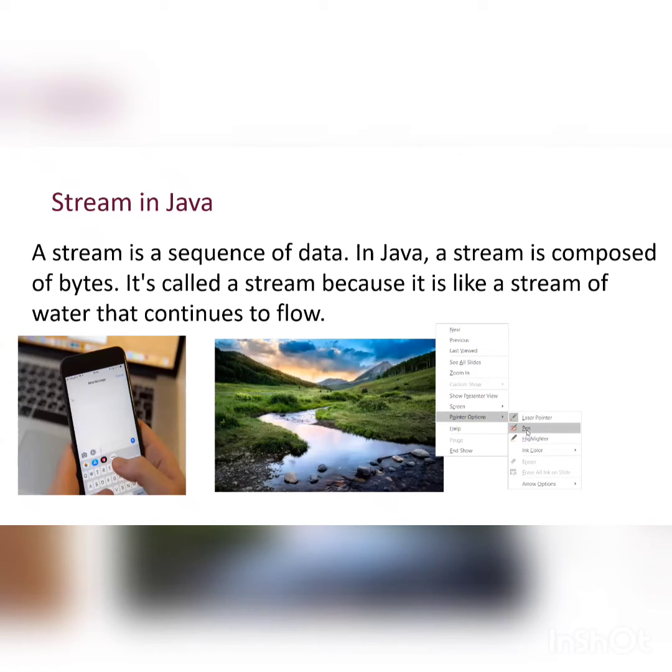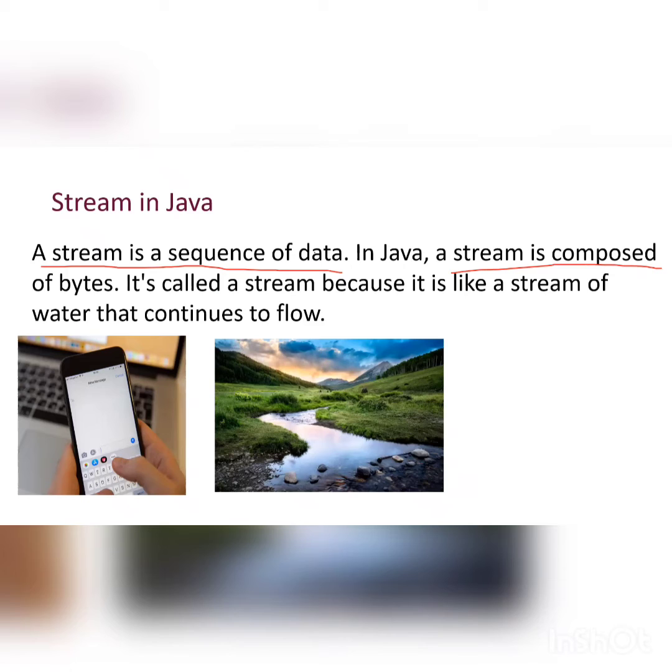Let me just note it with the pen. So normally a stream is a sequence of data. As I said, it is going to compose some amount of data in the form of a file, and we need to transmit that particular file to another user. So one is the input, another one is the output. A stream is composed of bytes.